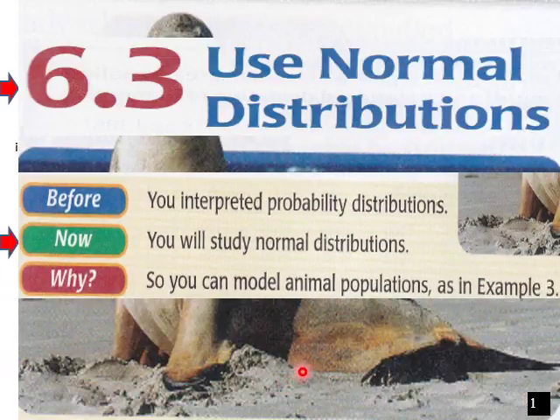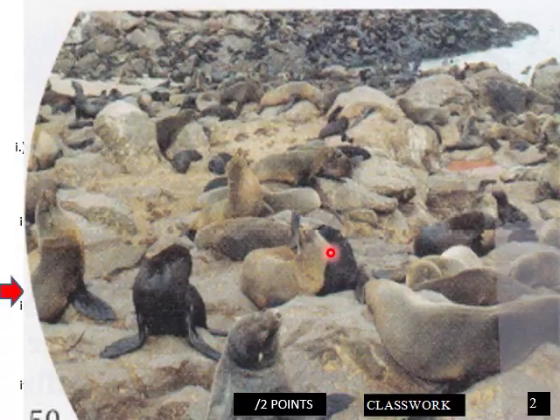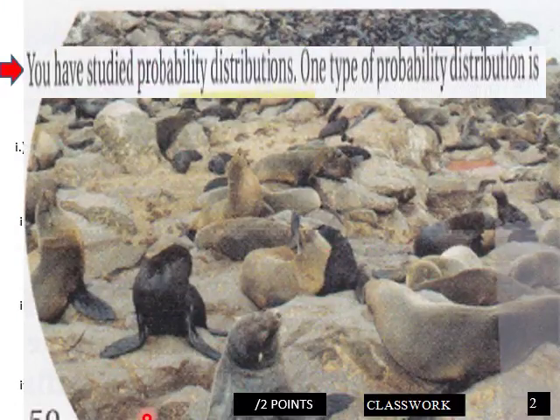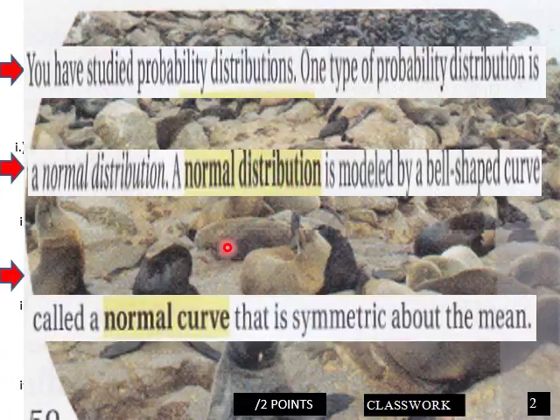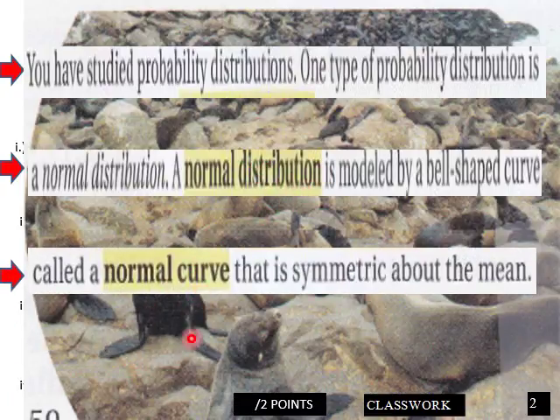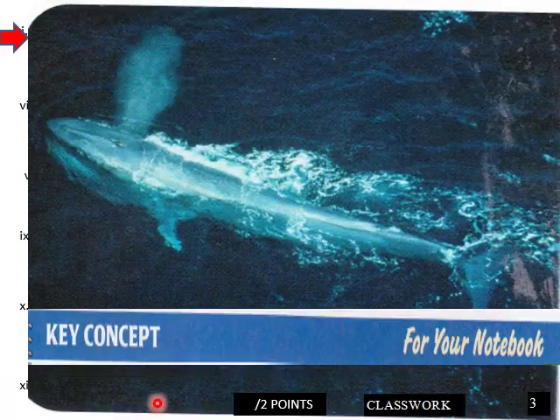Okay, 6.3, using normal distributions. You interpreted probability distributions. You will study normal distributions. You have studied probability distributions. One type of probability distribution is a normal distribution. A normal distribution is modeled by a bell-shaped curve called a normal curve that is symmetric about the mean.